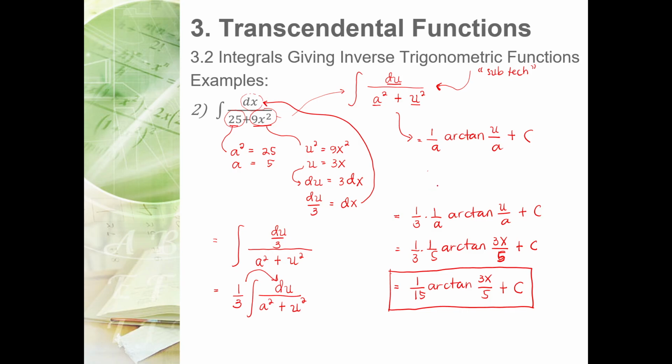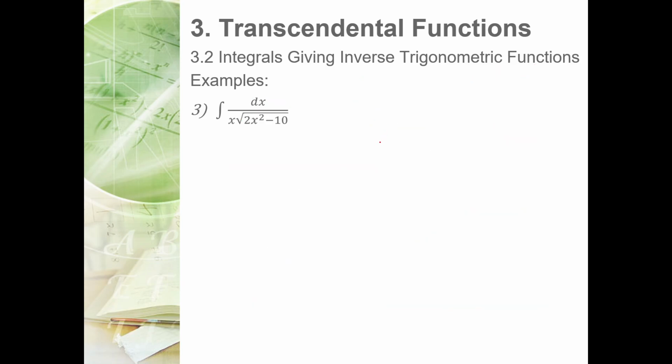Okay, so do you have questions so far? Okay, so no questions. So I hope you understood the concept. So we go to the last example. So this one is in the last format. So we have du all over u times square root of u squared minus a squared.